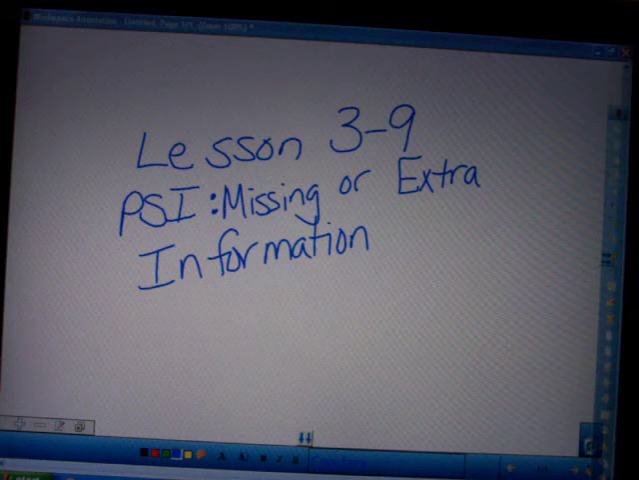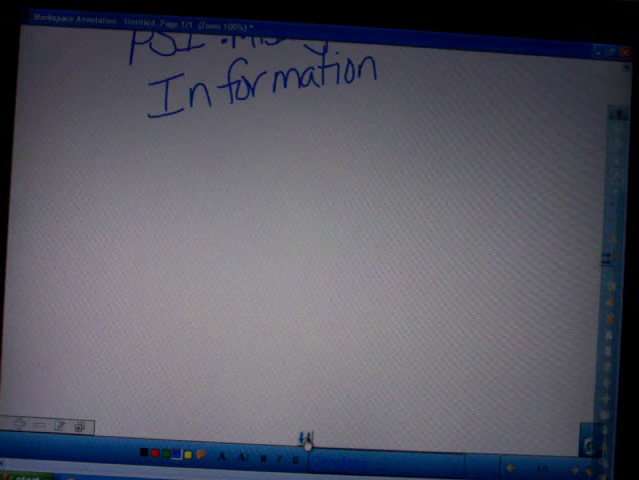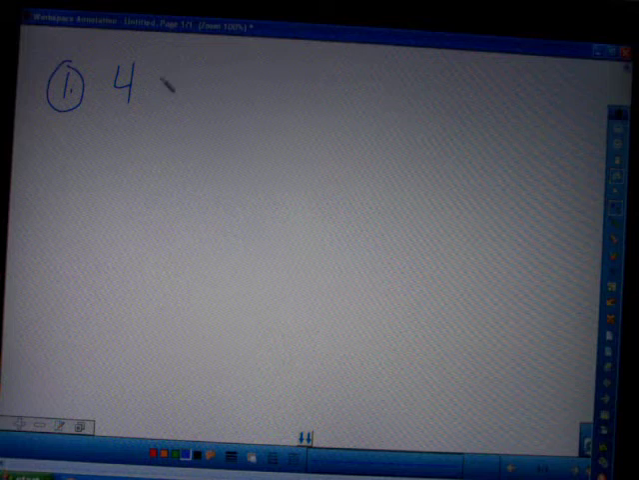This begins Chapter 3, Lesson 9, dealing with missing or extra information. We're going to do some problem solving, but before we get into that, let's see what you remember from yesterday when we were multiplying with decimals. So I want you to estimate the product.